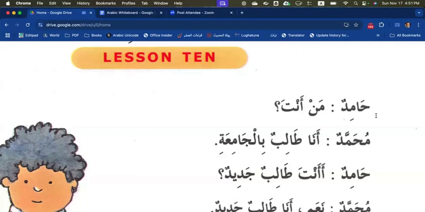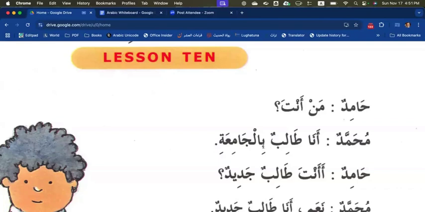What does Muhammad say? Ana talibun bil jamia. A student of the university. Yes. Bi is a new preposition we've learned, okay? Bi means a lot of things, but in this context, it means I am a student at the university. So it's used in the sense of at. It also can mean in. For example, when we say Bismillah, that also starts with B: bi ism Allah, in the name of Allah.